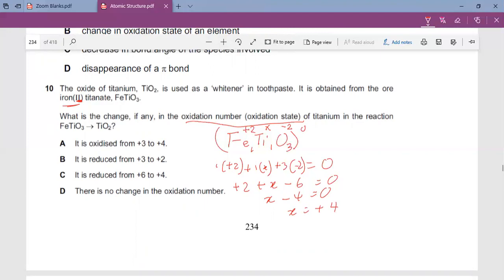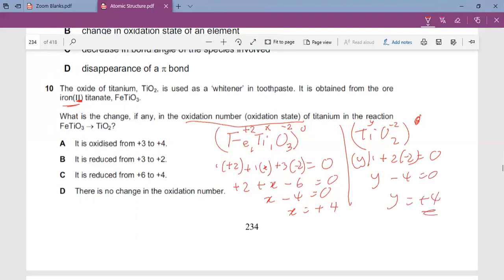Okay, so now for titanium oxide, TiO2. The whole thing is 0 here. Let's put a Y on top here. This is -2, isn't it? Because oxygen is very electronegative. So it's 2 times -2 and Y times 1. So Y minus 4 gives you 0. So what is Y? +4. Same. That's why it says here no change.